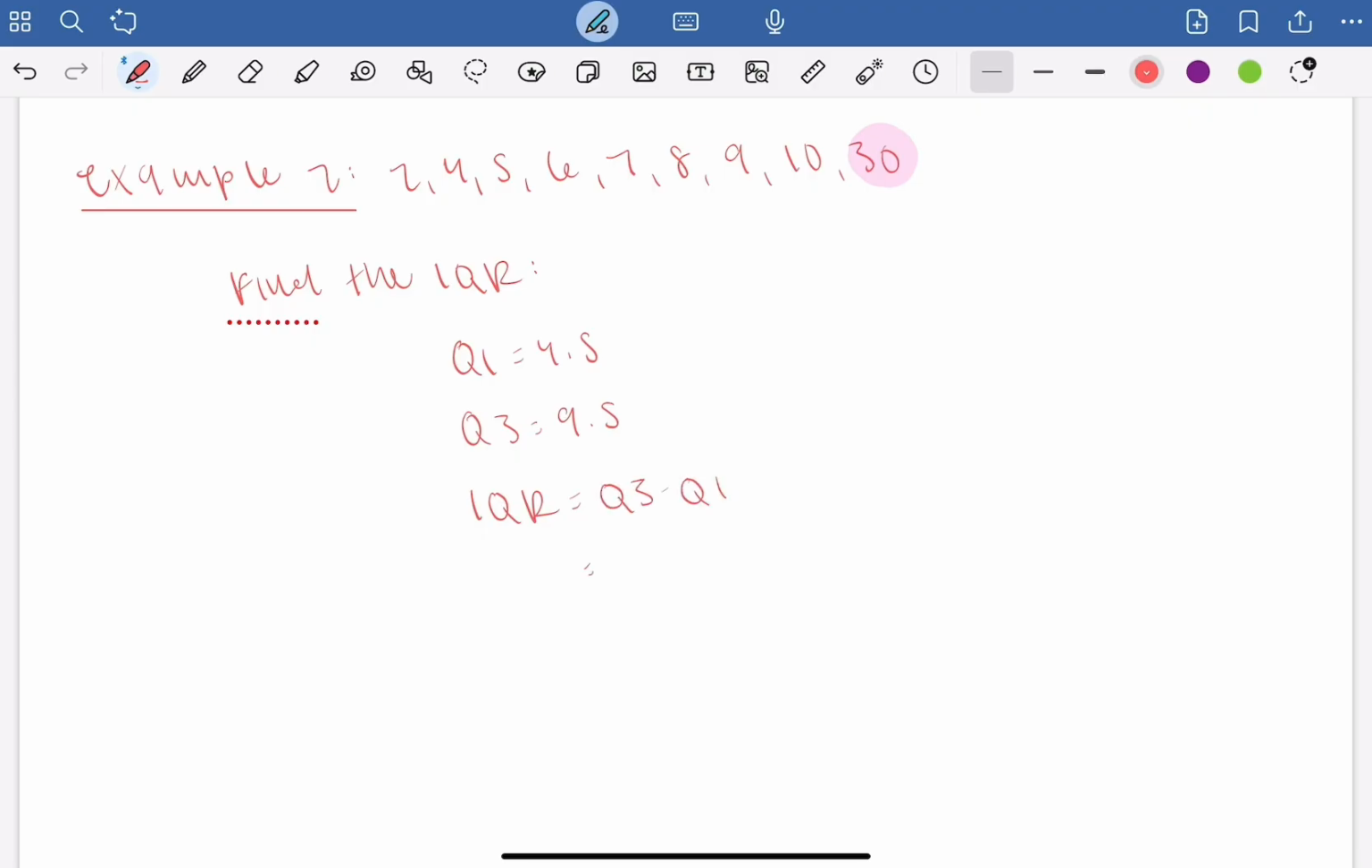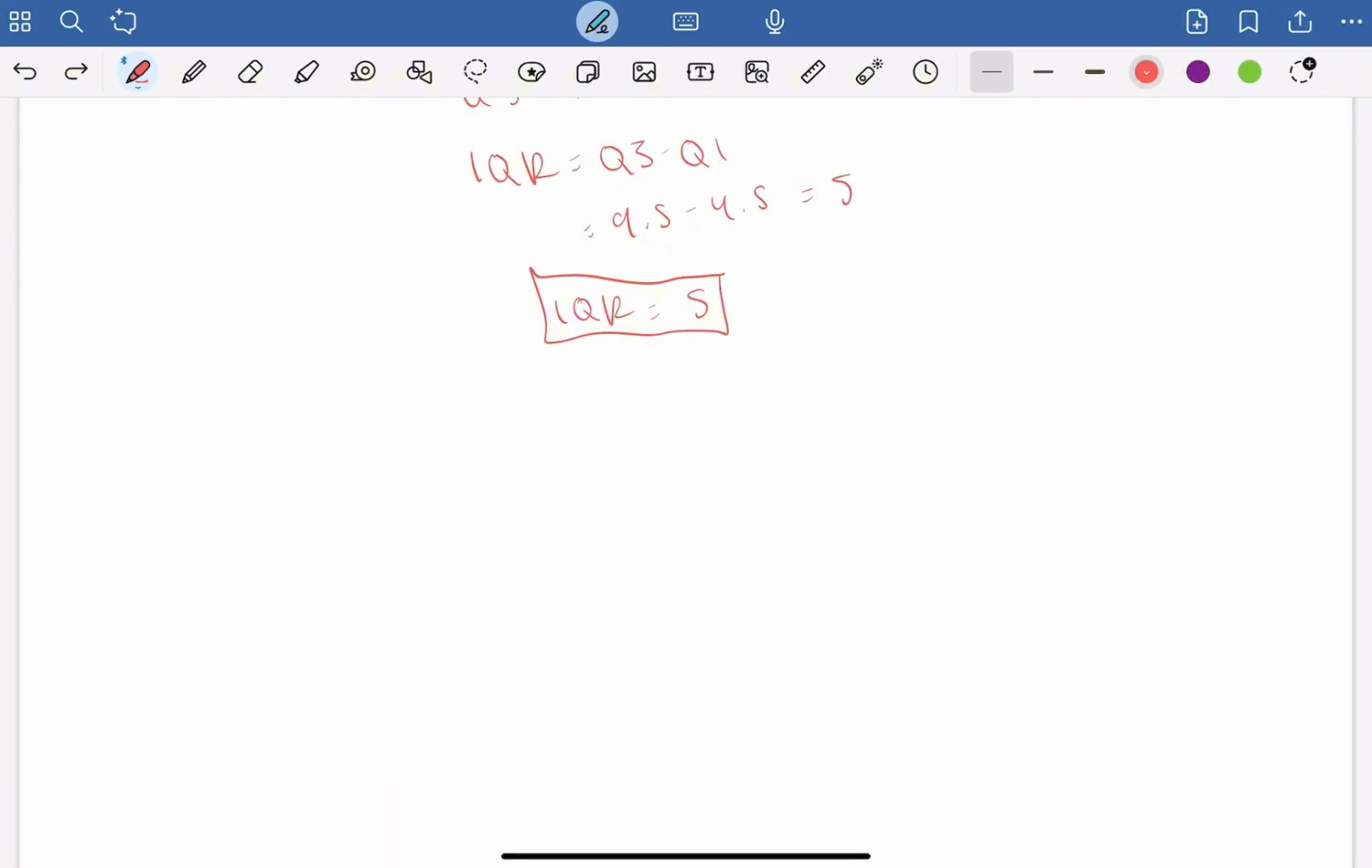To check for outliers, we calculate the IQR, or interquartile range. The formula is IQR equals Q3 minus Q1. In this example, that's 9.5 minus 4.5 equals 5. Next, we multiply the IQR by 1.5. 1.5 times 5 equals 7.5.